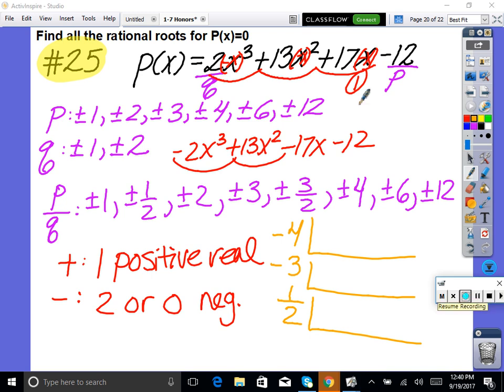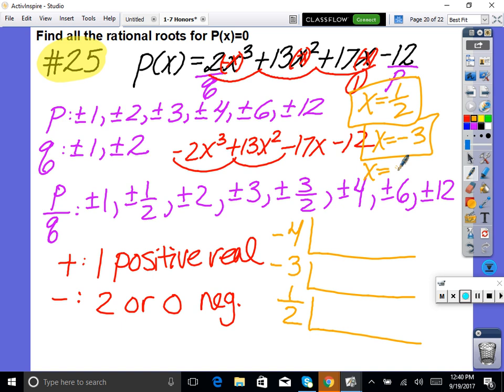1/2 works. So x equals 1/2 is an actual solution. And then also negative 3 works. You're right. And also negative 4 works. So you were right. Awesome. We found them all. Now how do I know I definitely found them all? Degree 3. So haven't I found all the solutions? Okay. Sweet. Okay, cool. That is it. So that's all you have to do here.